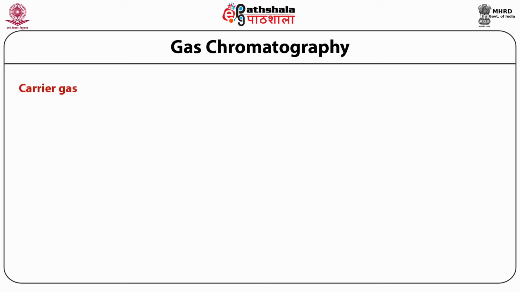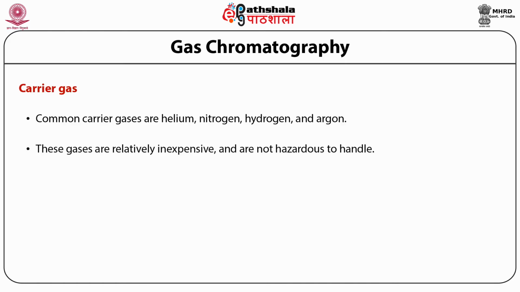As is clear from the figure, the first thing in gas chromatography is the carrier gas. At ordinary pressures and temperature, common carrier gases which are chemically inert, for example helium, nitrogen, hydrogen and argon, are used. These gases are relatively inexpensive, readily available, and are not hazardous to handle other than the flammability of hydrogen, which does require adequate safety precautions.